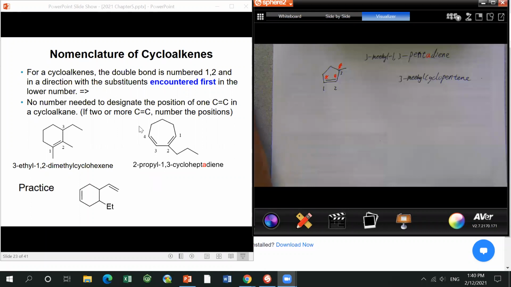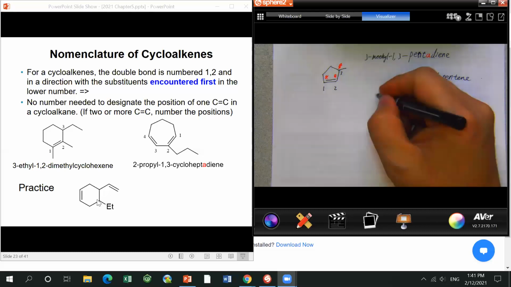Here's one practice for you. Take a try to name this compound. This one is actually pretty hard. This morning maybe 4 or 5 students tried it, and only 1 student gave the right answer. If you like, you can type the answer here in the chat window.